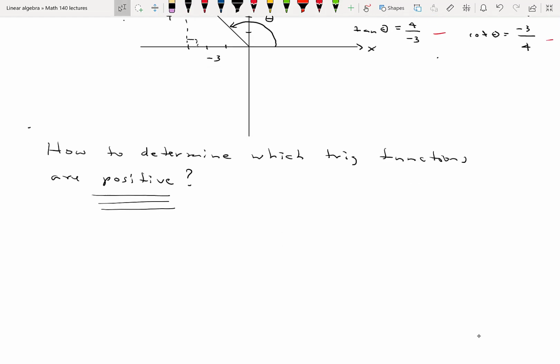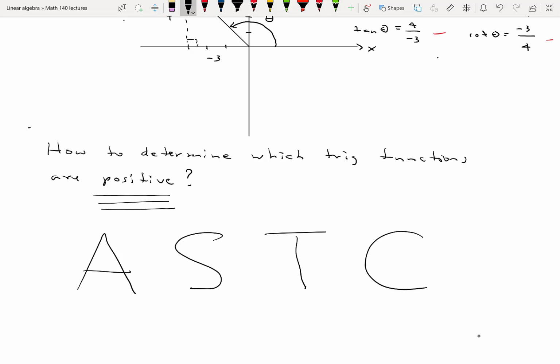And the device is based on a lie, an absolute lie. And the lie is that all students take calculus. ASTC, all students take calculus. Absolute lie. In reality, a very small percentage of the general population actually ends up taking calculus.